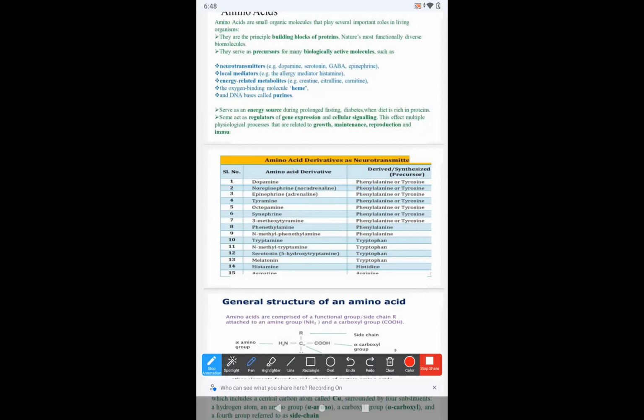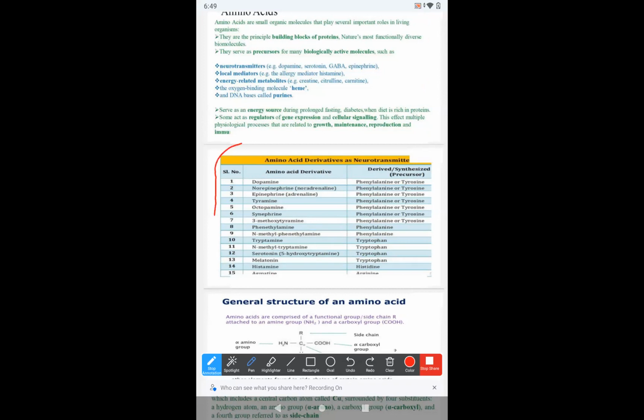Ma'am, now we are studying the amino acids that are involved only in protein, right? Yes. We discussed the 20 amino acids involved in protein synthesis. So that is what we discuss now.